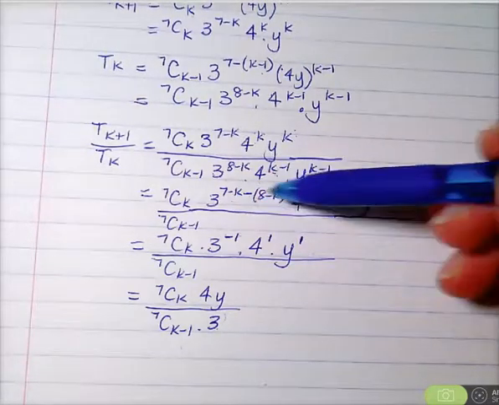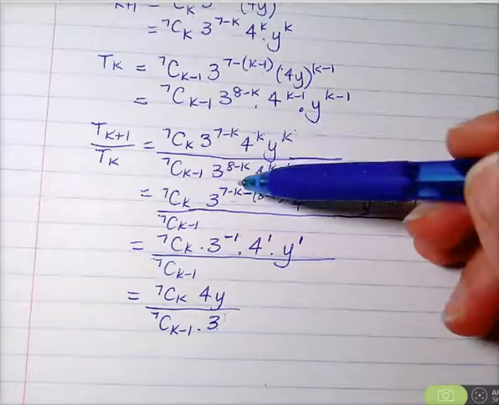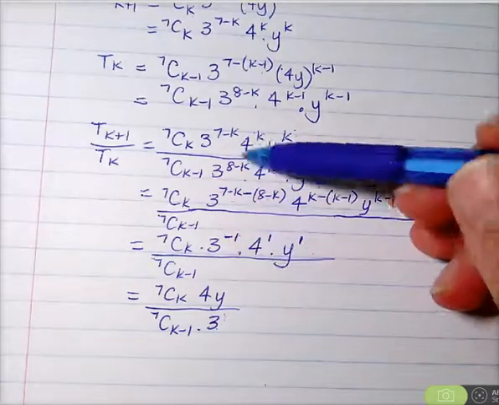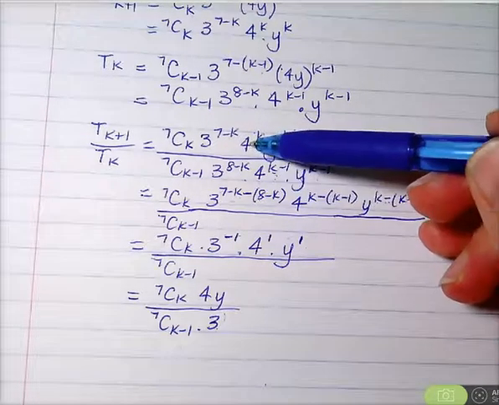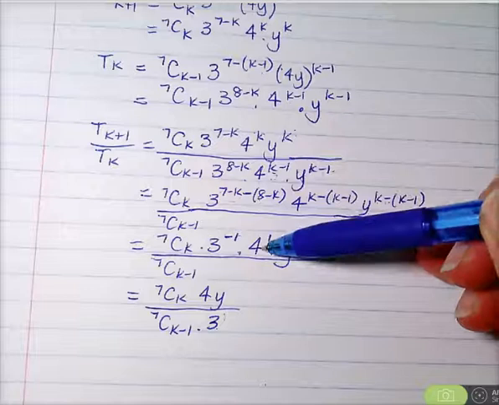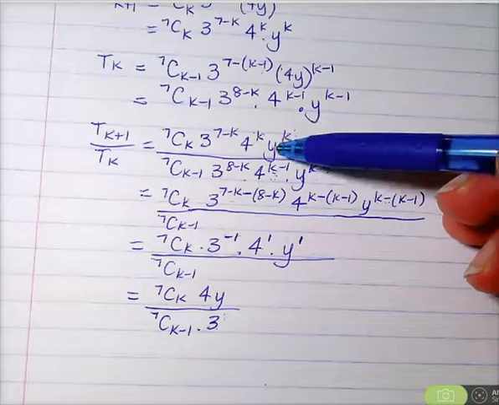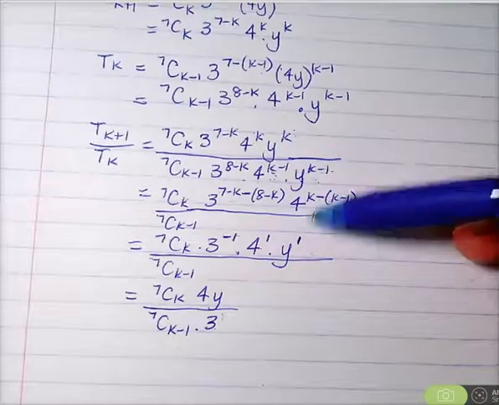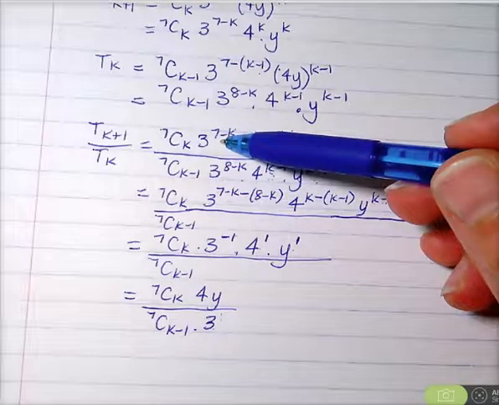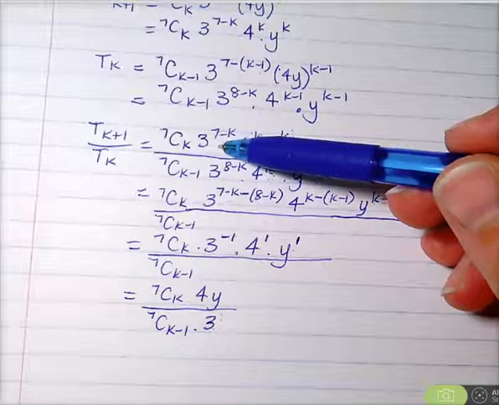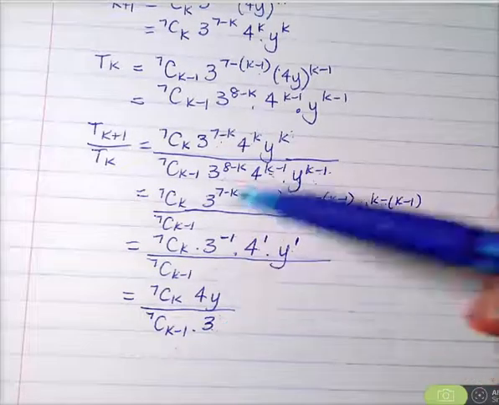So the next time you simplify this, you don't have to do all this step here. You can just observe that this power of 4 is 1 higher than that. You'll be left with a 4 on the top. The power of y here is 1 higher than that, so you'll be left with a y on the top. And here the power of 3 is 1 higher on the denominator than it is on the numerator. You'll be left with a 3 on the denominator.